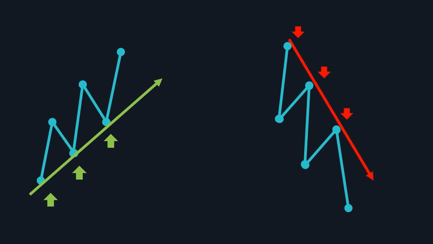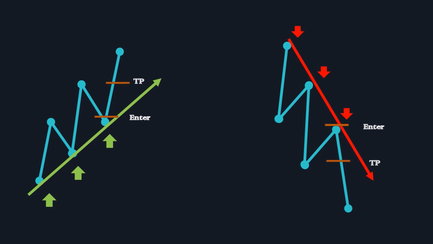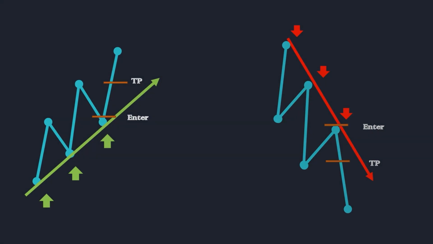According to the 3-touch support strategy, you are to buy right after the third touch of prices to the support line in a bullish trend and sell after the third touch of prices in a bearish trend. Let's consider the steps that you need to follow.